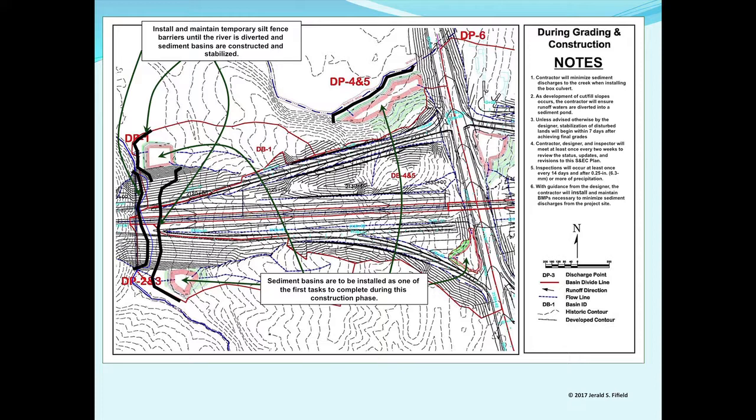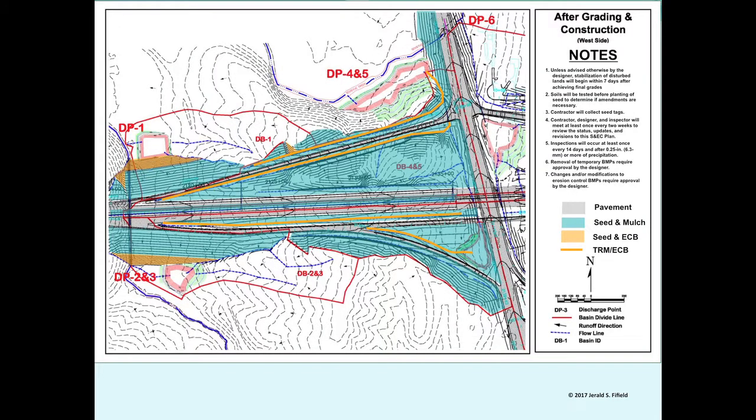So this drawing is kind of that intermediate drawing saying, okay, we're putting the fills in, we're doing the cuts, now how do I address the BMPs that need to be included there? Again, predominantly sediment control with notes over here to help out, and these will also direct you to the erosion control, which is the after grading construction. As you can see here, now, all of this is basically erosion control BMPs, seed and mulch, seed and erosion control blanket, TRM or erosion control blankets, all hatched in to illustrate how to stabilize that site. And then a bunch of notes here on the side as well.